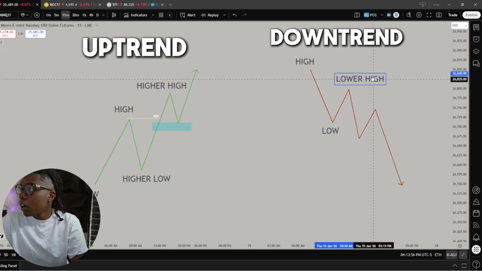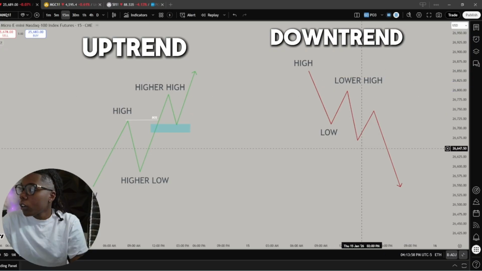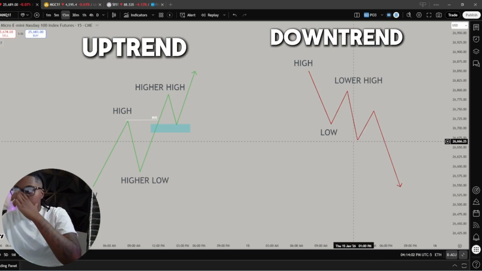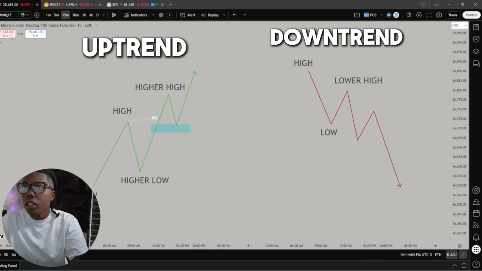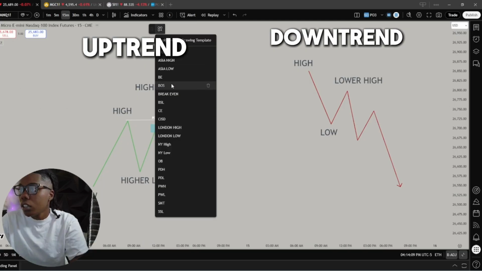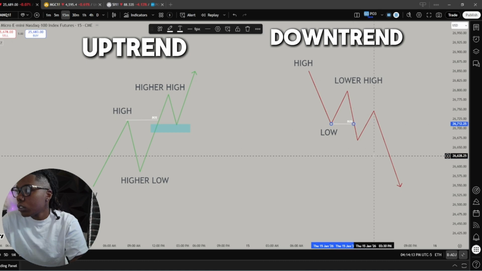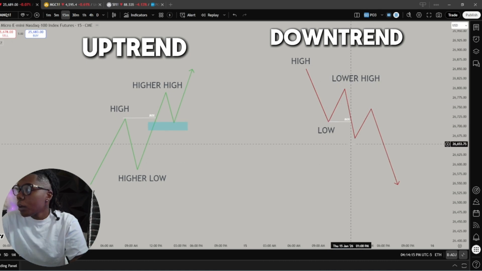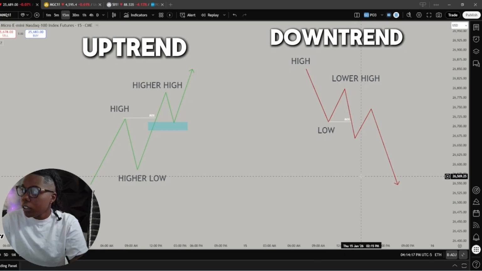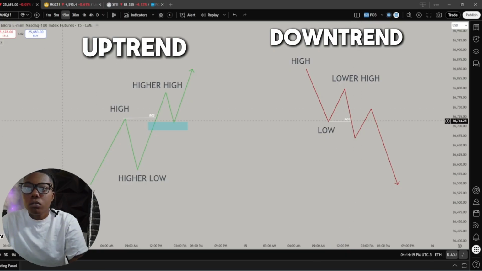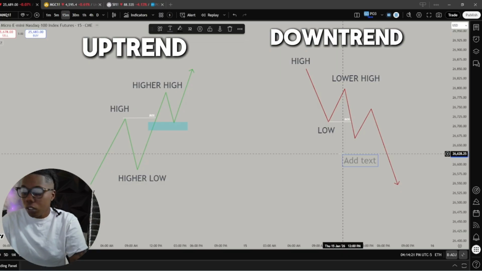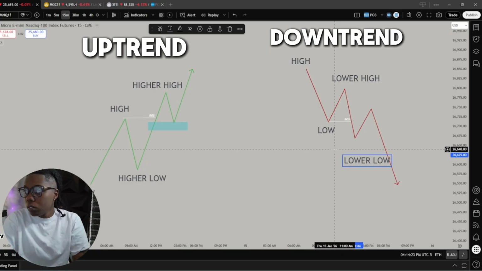Okay, this is our lower high. Now, in order for us to make a lower low, again, we have to have a break of structure to the downside. So then here, we'll have our break of structure. And then with that break of structure, we're able to create a lower low. So then we'll name this our lower low.